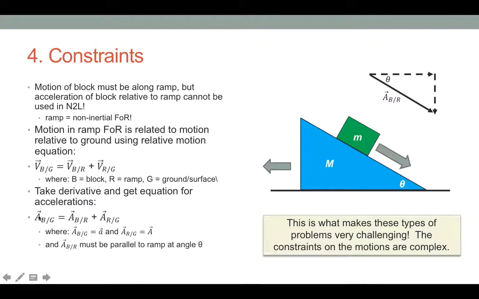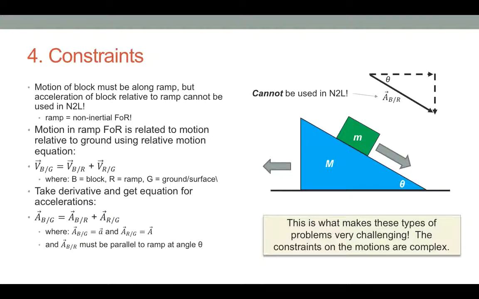However, some of these terms we've already run across. This right here is the acceleration of the block with respect to the ground. That's what I've called little a. This right here is the acceleration of the ramp with respect to the ground. That's what I've already called capital A. And the acceleration of the block relative to the ramp, this right here, is what is constrained to be along the angle theta. So we can take and combine all of these together.